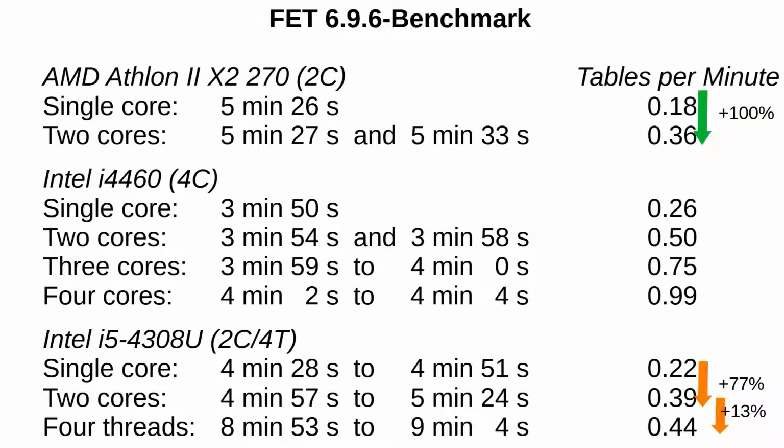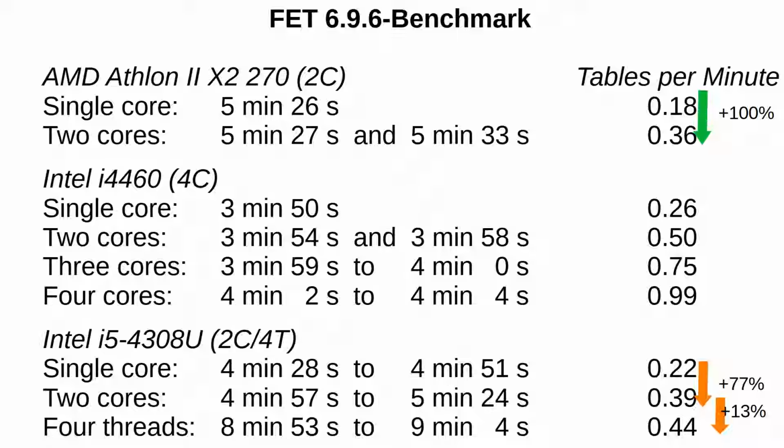Running the benchmark on a single core results in 0.26 timetables per minute. Running on 2 cores results in 0.5 tables per minute. Running on 4 cores results in nearly 1 timetable per minute. As you can see, 4 cores generated 4 timetables in 4 minutes. The values tables per minute are proportional to the number of cores.